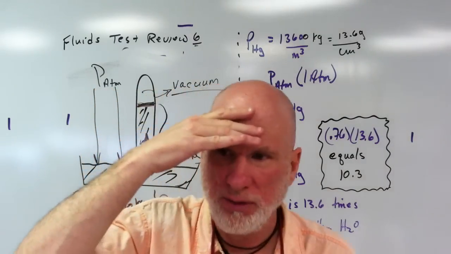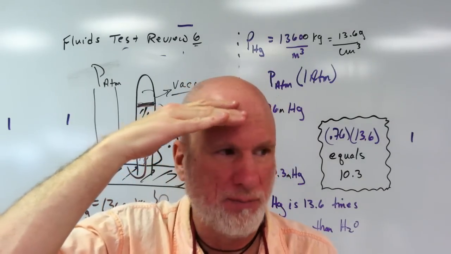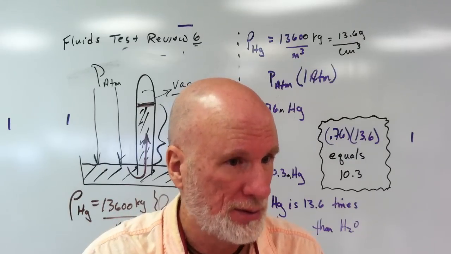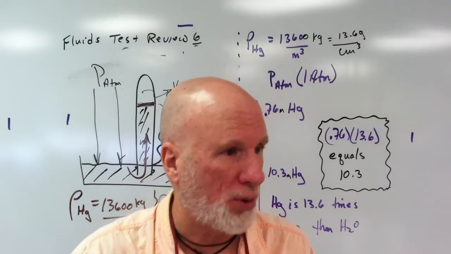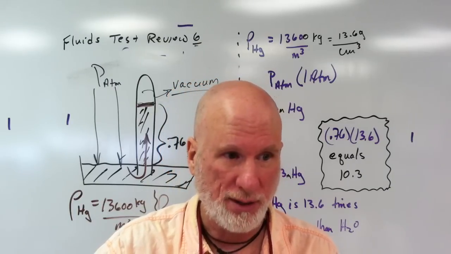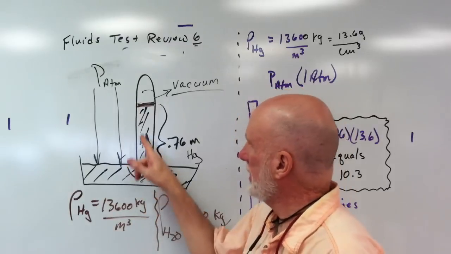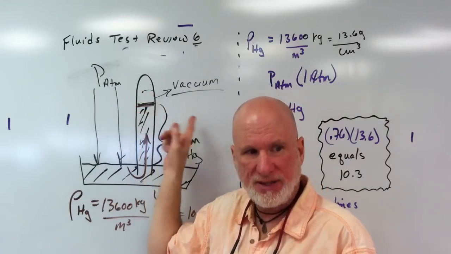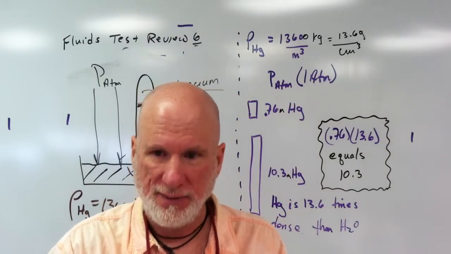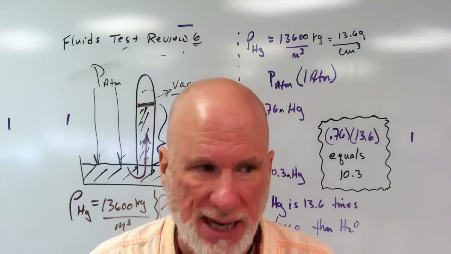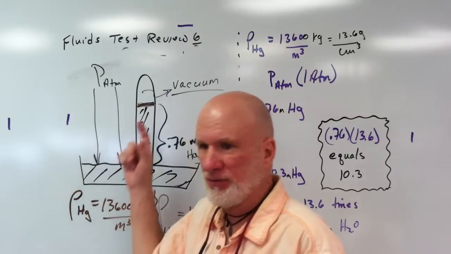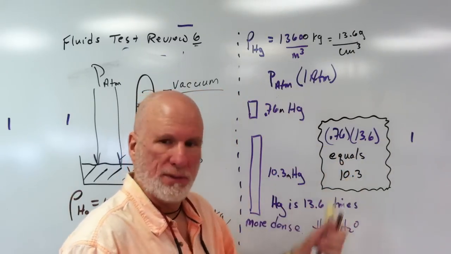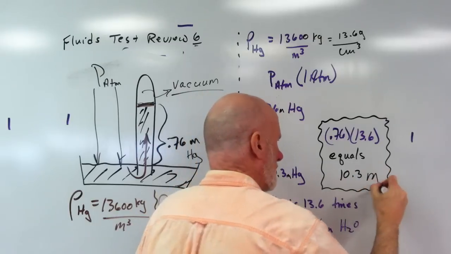Easy? So what did I just do? I simply said the density of mercury is 13,600 kilograms per cubic meter. The density of water is 1,000 kilograms per cubic meter. I said that mercury is 13.6 times denser than water, and that normal atmospheric pressure will push mercury up a tube 0.76 meters. So if mercury is 13.6 times denser than water, and the atmosphere pushes mercury up 0.76 meters, it will push water up 10.3 meters. Do you get it?